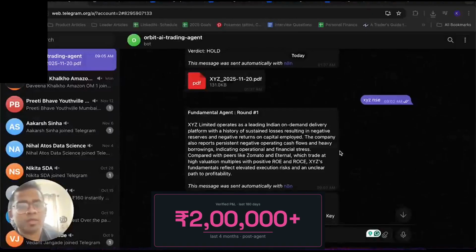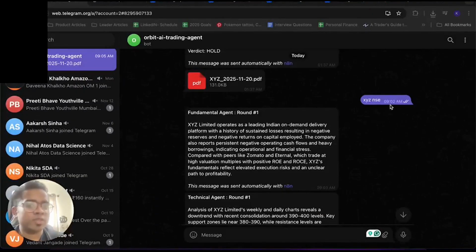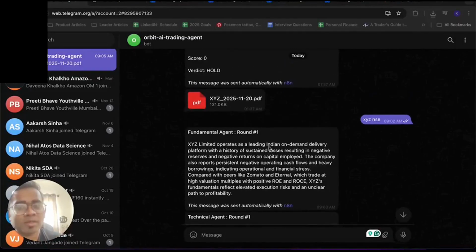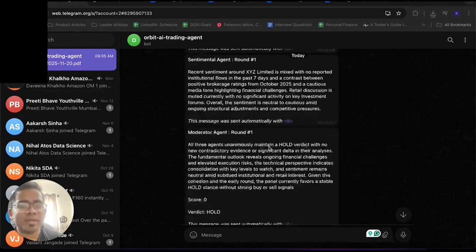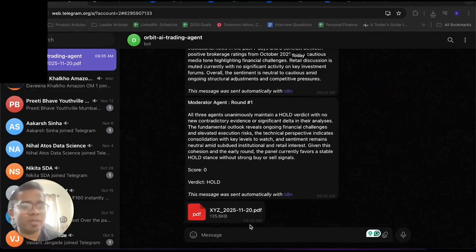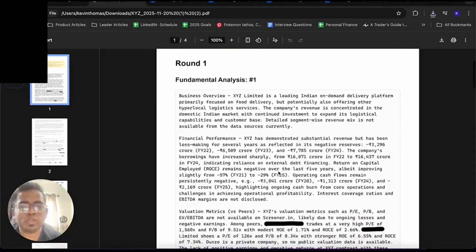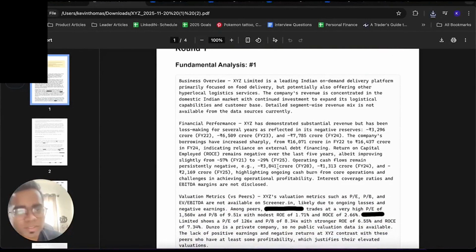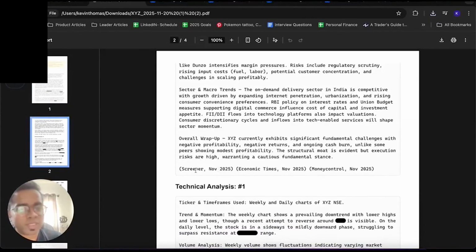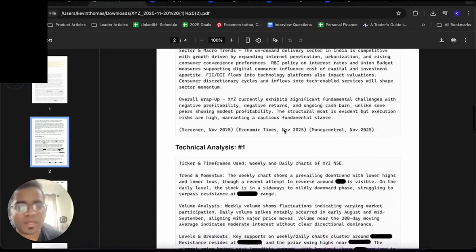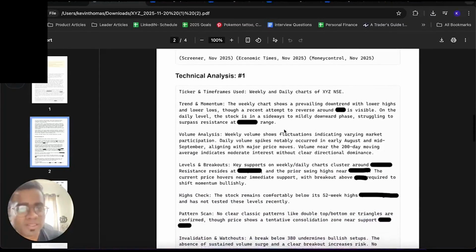Now finally the results. If you see, I've put XYZ NSE here. You remember we were talking about the puppeteering thing and everything. See, it gives out fundamental, technical, sentiment, moderator, and then it gives out a PDF in literally 3 minutes. Now if you go to the PDF, it shows all of these things. It talks about the losses, the valuation. The best part is it is taking the latest data from Screener, Economic Times and Moneycontrol. Then the even better part is the technical analysis.